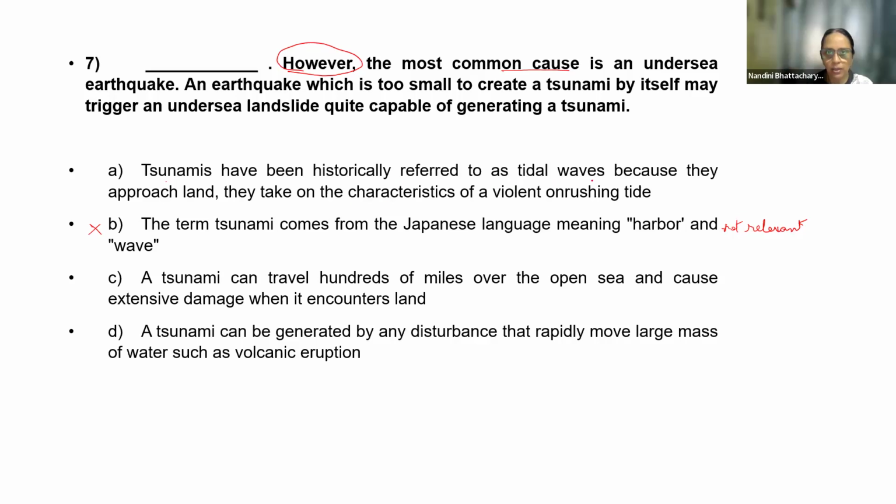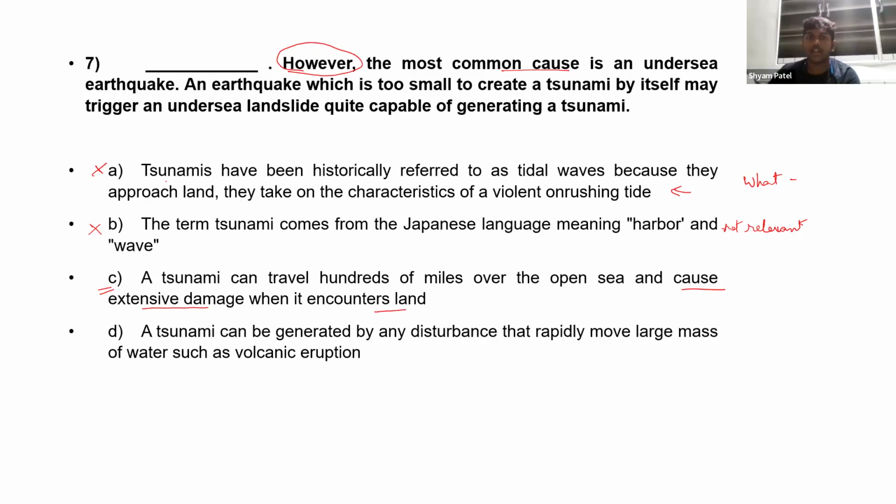Tsunamis have been historically referred to as tidal waves because they approach land. They take on characteristics of a violent onrush tide. So this doesn't give you the cause of tsunami. This just tells you what a tsunami is. Ma'am, C will be the answer, because it is saying about the disturbance, and it causes extensive damage when it encounters land.